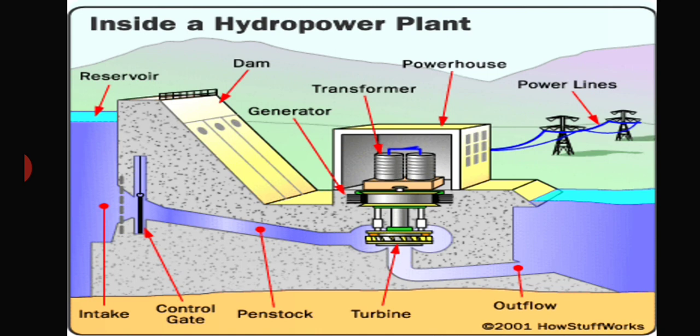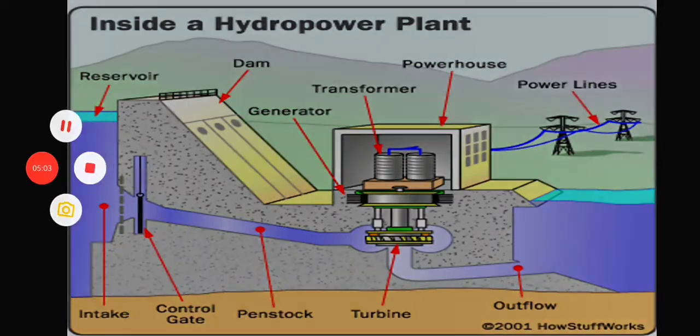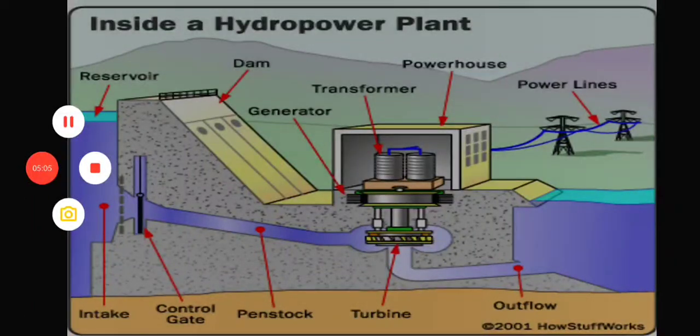The outflow will go to irrigation projects and so on, and coupled to the turbine you can see a generator and transformer. The generator produces electricity using the rotation from the turbine, and the transformer transforms that electricity for power transmission. So this is an outline of a hydropower plant.